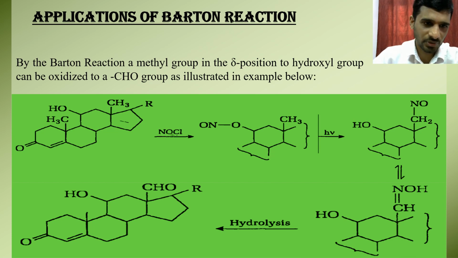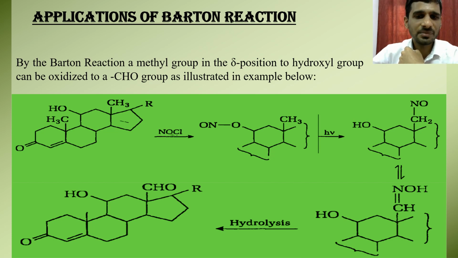So here on the screen, this is the first application of the Barton reaction, where we can see that a methyl group in the delta position can be oxidized to an aldehyde group. How does this happen? First of all, in this molecule, we have a hydroxyl group, a secondary alcoholic group, which you can see over here. When it is reacted with nitrosyl chloride, NOCl, H from the alcohol will react with Cl from nitrosyl chloride to form an alkyl nitrite.